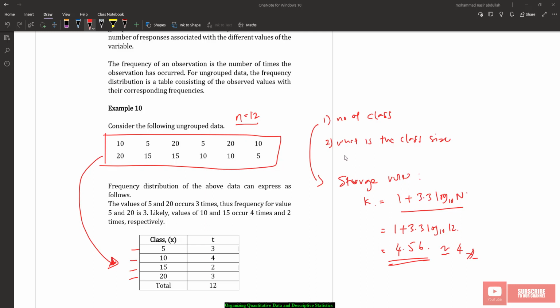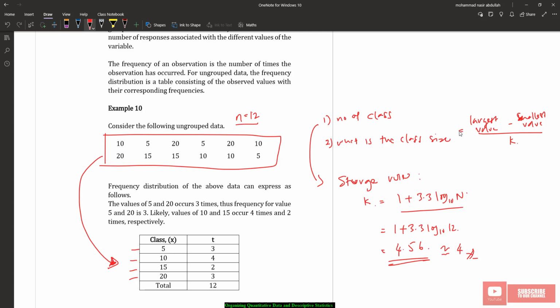And then, what is the class size? The formula for class size is the largest value minus the smallest value, divided by k. So this is how we find the class size. Alright, can you understand? Very simple.